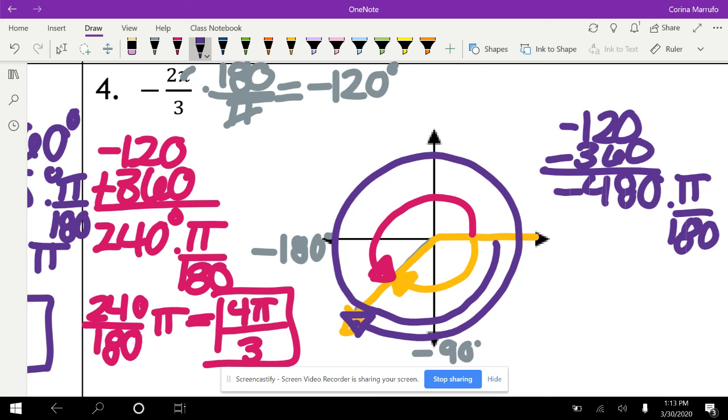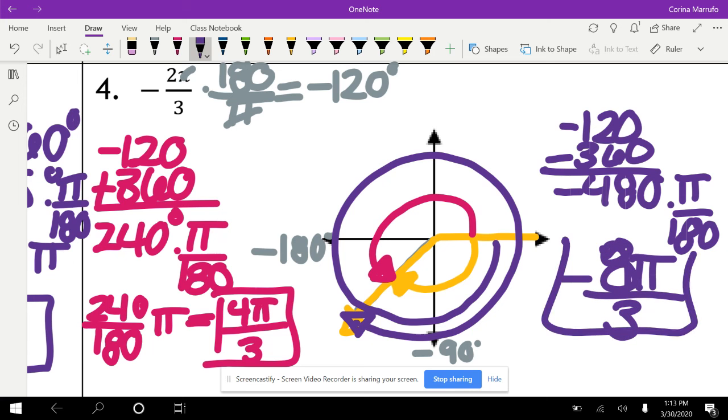And so I put that in my calculator, negative 480 divided by 180. We change it to a fraction. It gives us negative 8/3. So the angle is going to be negative 8 pi over 3. It's not letting me write the 8 there. And that is our final answer.